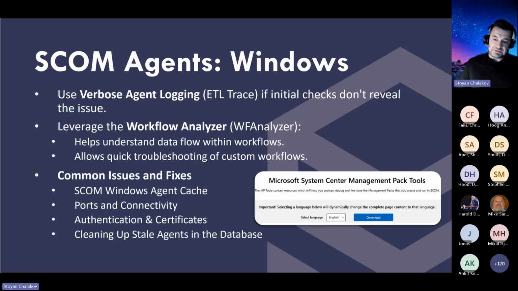So we have a certain amount of common issues and their fixes. Of course, we have the issue with the SCOM Windows agent cache. We already know, or each of us should know actually, that reinitializing the cache helps in many, many cases and solves many, many different issues. Of course, there are many different issues related to ports and general agent connectivity. And of course, we have also the authentication issues and certificate issues. So all the stuff either related to Kerberos or related to certificate-based authentication, which need to be looked at.